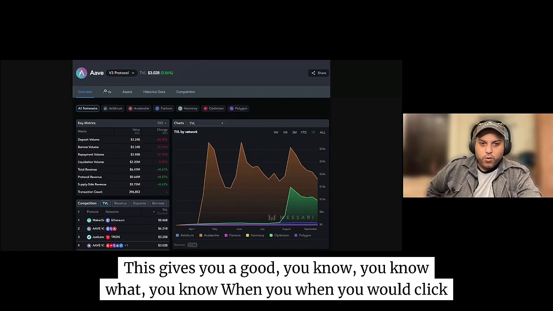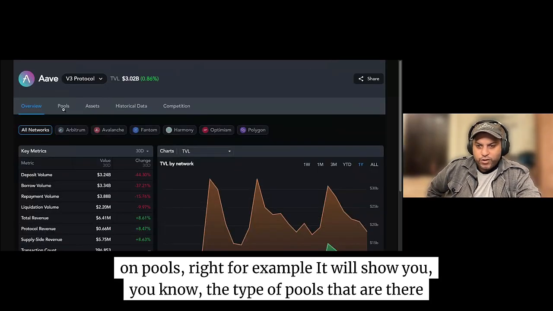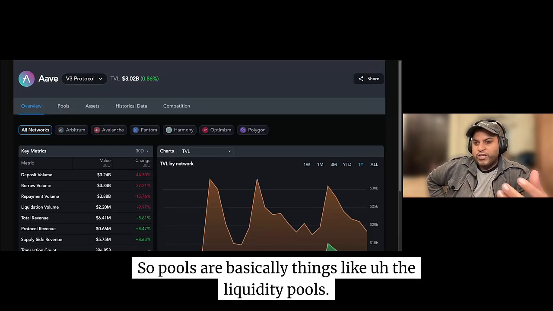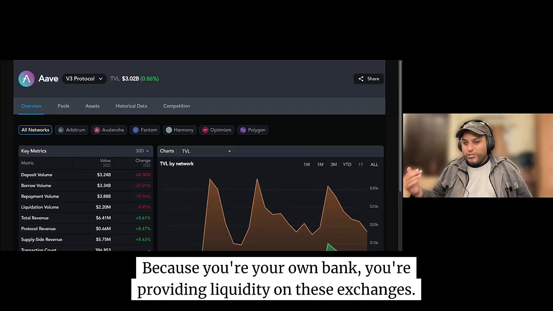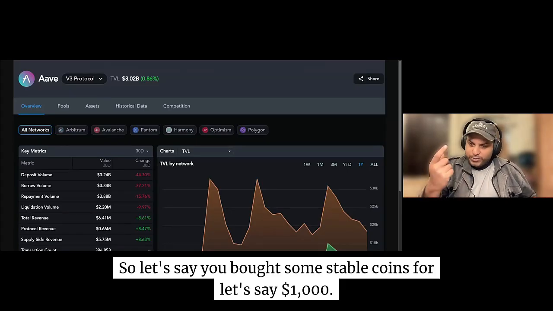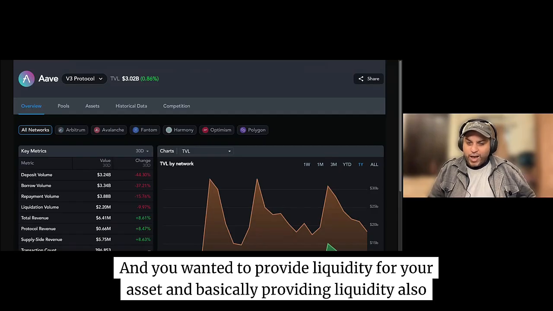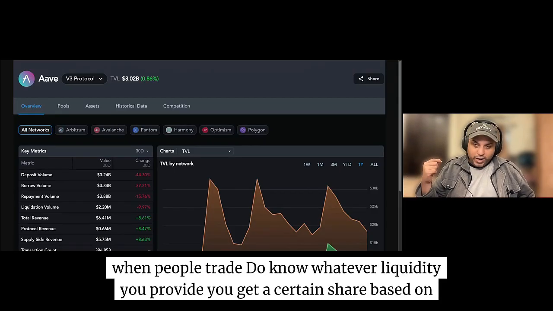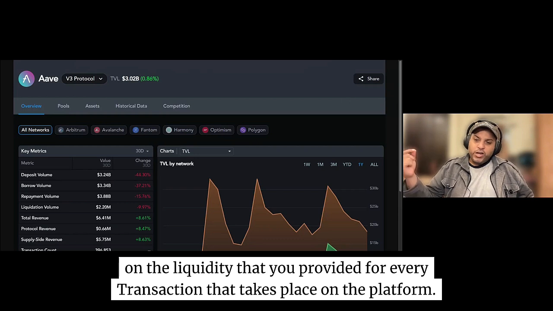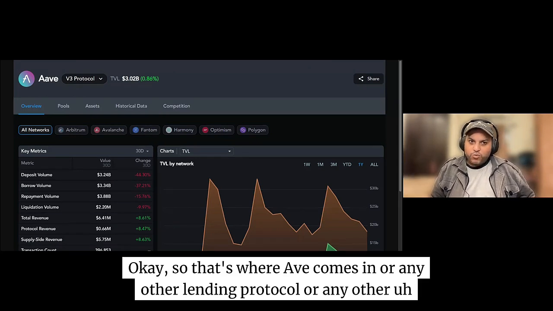This gives you a good view when you click on pools, right? For example, it will show you the type of pools that are there. So pools are basically the liquidity pools. Because you're your own bank, right? You're providing liquidity on these exchanges. So let's say you bought some stablecoins for, let's say, $1,000, and you wanted to provide liquidity for your asset. Whatever liquidity you provide, when people trade, you get a certain share based on the liquidity that you provided for every transaction that takes place on the platform. So that's where Aave comes in, or any other lending protocol, or any other decentralized exchange for that matter.